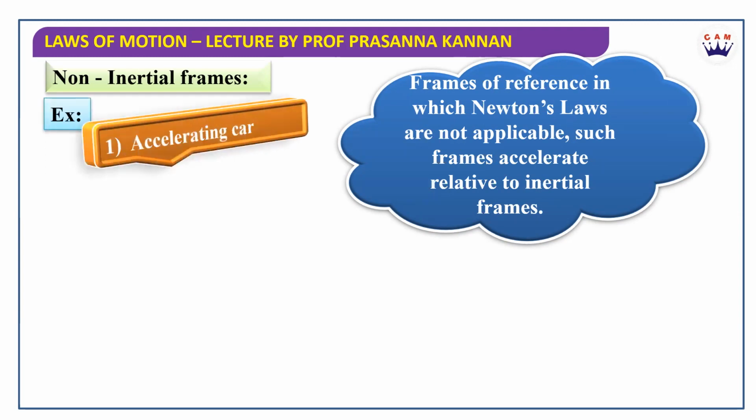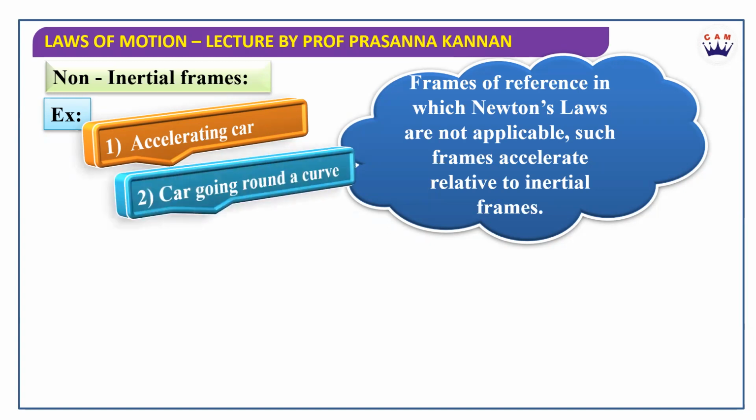For example, an accelerating car is an example for what? Non-inertial frame or accelerating frame of reference. Car going around a curve. Why? Even though the car going around a curve is not changing its speed, it is changing its direction. If it changes its direction, then velocity is changing, which means there is centripetal acceleration. Whenever there is acceleration, it is an accelerating frame of reference.